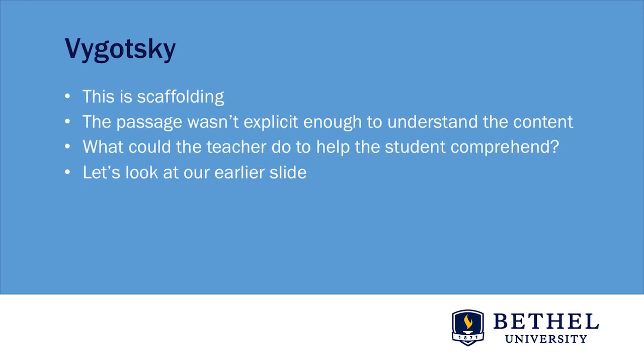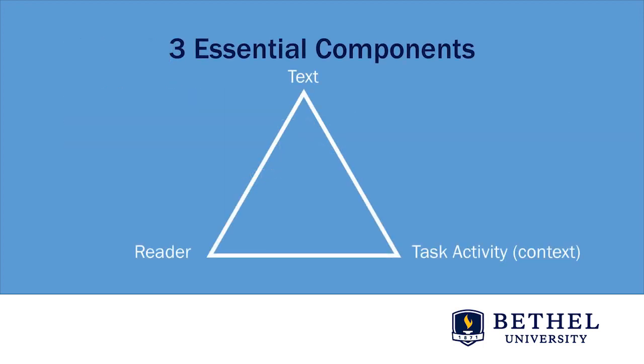When we look at Vygotsky's findings, we find that scaffolding for students is important. Knowing their understanding of the three components explained above is needed. If the passage wasn't explicit enough to understand the content, what can you do to help them understand it? So what could the teacher do to help the student comprehend? Let's look at our earlier slide. This slide showed the three components with the skills needed for each.